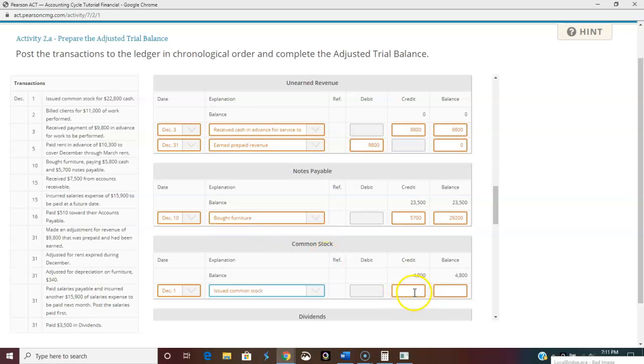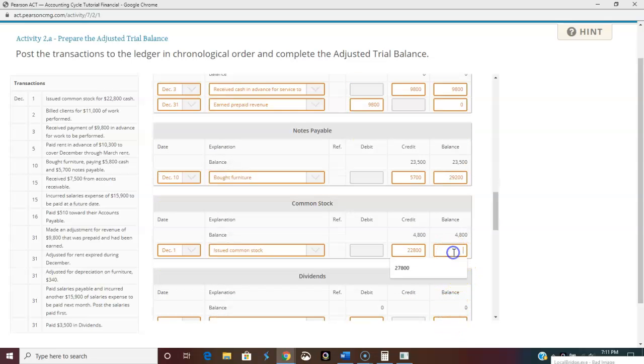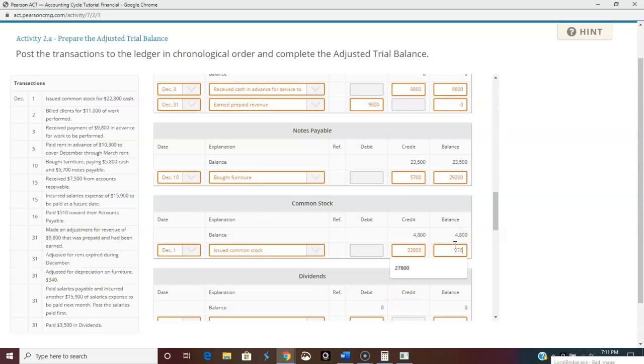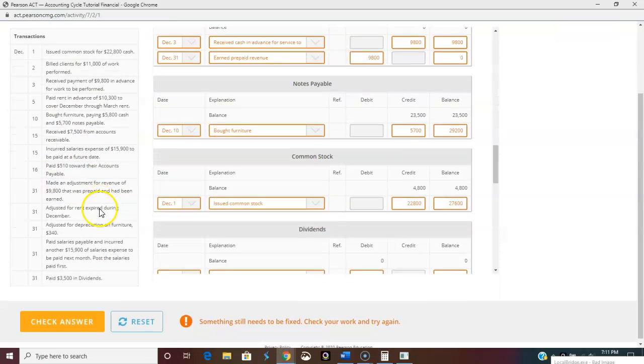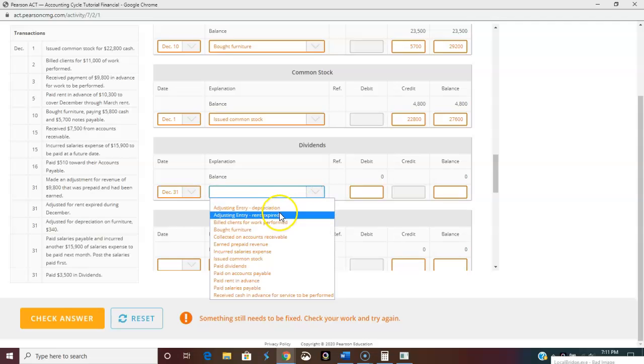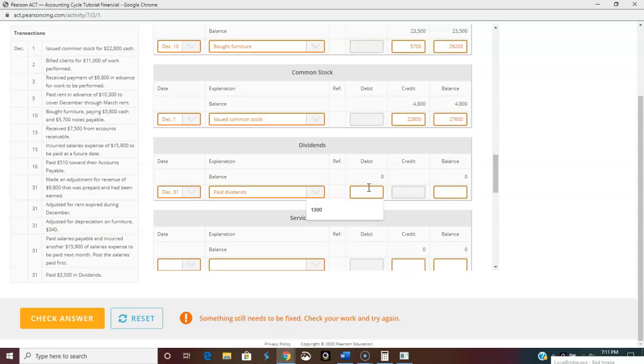Issued common stock, 22,800. The balance is 22,800 plus the 4,800 that's in there gives you 27,600. Dividends are paid here, on December 31st was the last one. Paid dividends of 3,500. The balance is 3,500.